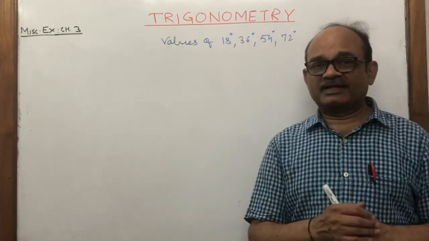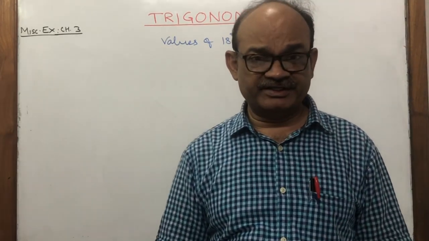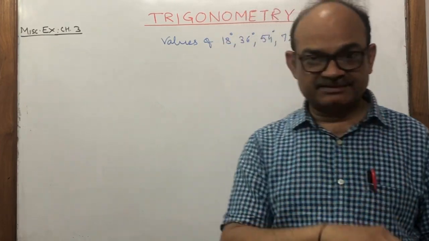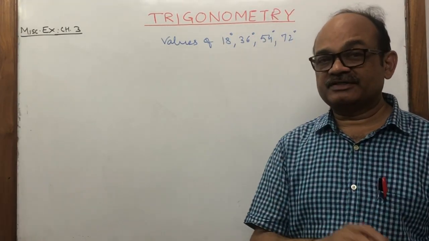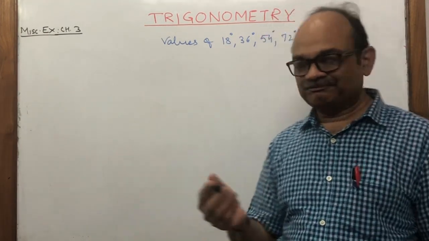Easy. Now we come to the last article. Values of 18, 36, 54 and 72 degrees. It's not in your NCERT book, not in the syllabus of CBSE, but for the competitive exams it is a very important article. Very simple, that's why within 5 minutes we will complete it.